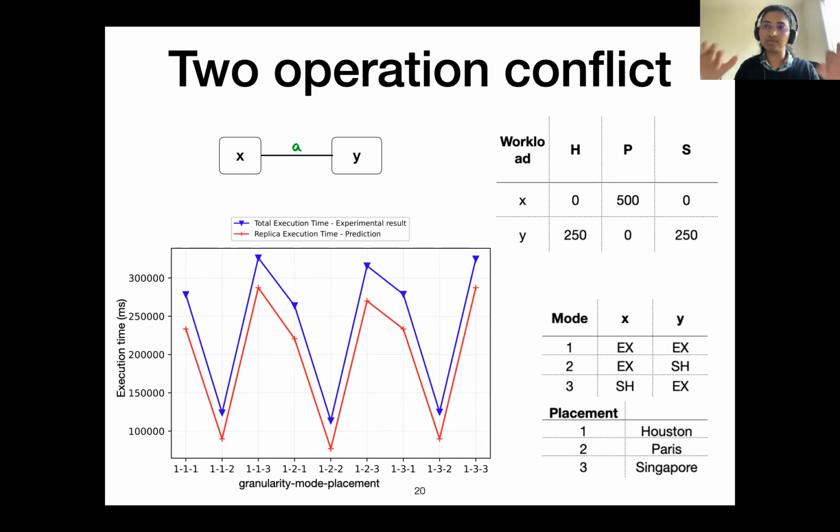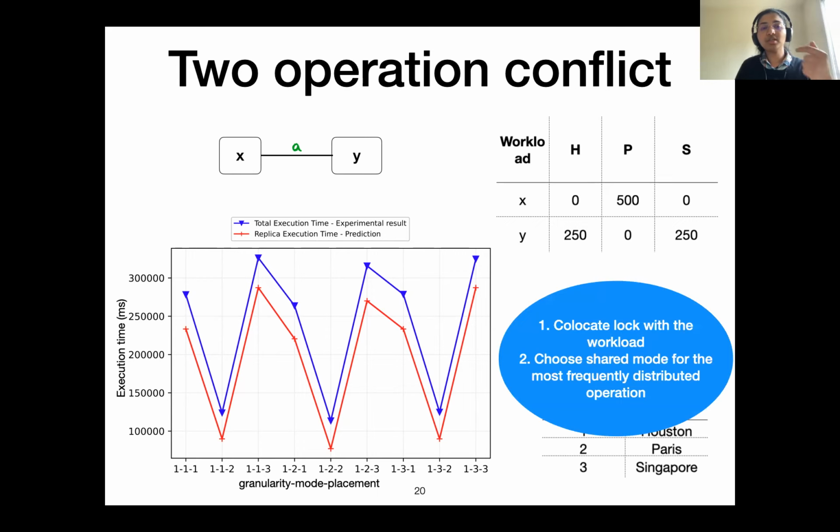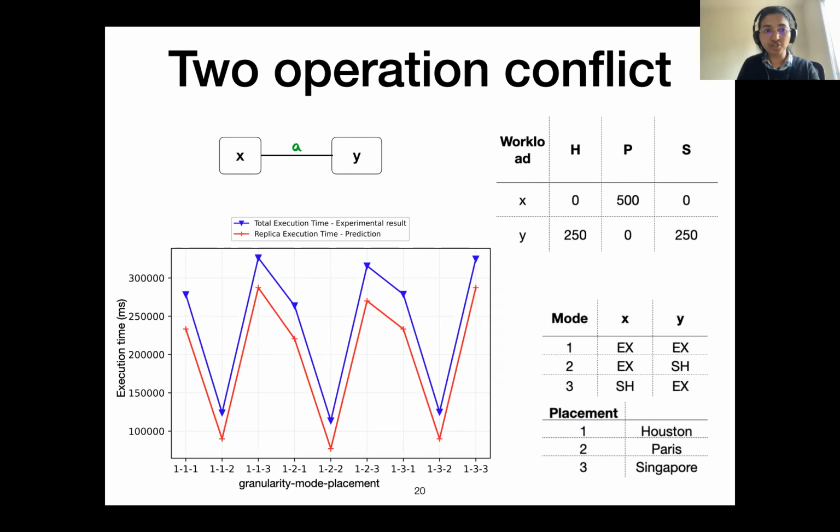So we can see that the prediction actually predicted the configuration of 122, which is basically granularity level 1, which doesn't make any sense here because it's just a single lock. And the mode of locking 2, where X gets the exclusive mode and Y gets a shared mode, is beneficial. And the lock being placed at Paddis is also beneficial.